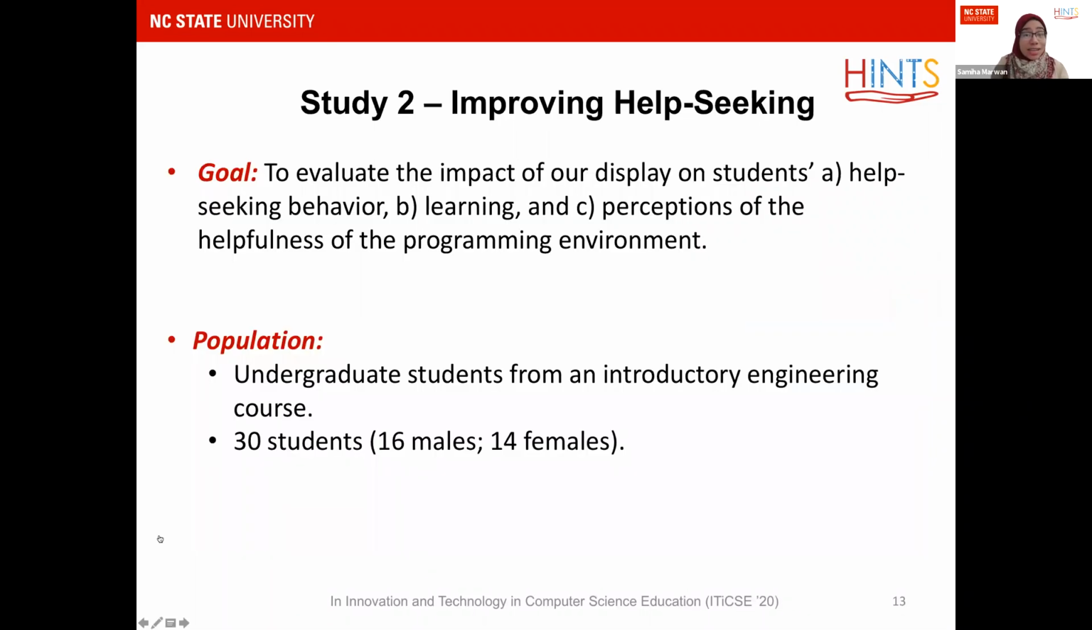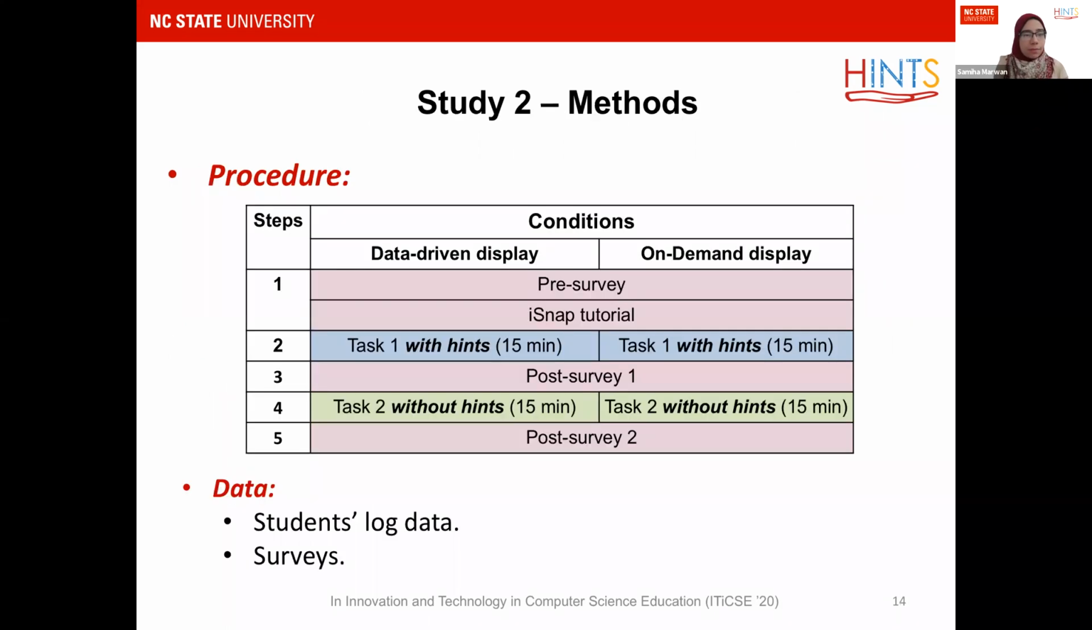So in order to understand if this interface was really helpful to students or not, we conducted a pilot study to understand its impact on students' help seeking, learning, and perceptions of the usefulness of the environment. Our population was undergrad students. There were 30 students in total, 16 males and 13 females. All students were given hints, but half of them were randomly assigned to have the data-driven display and the other half the on-demand display.